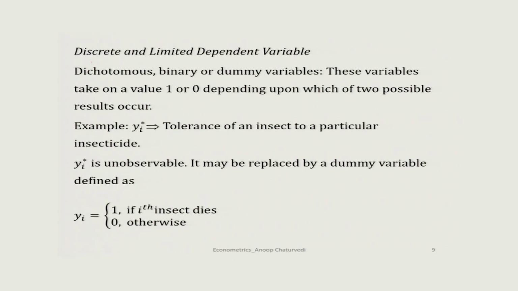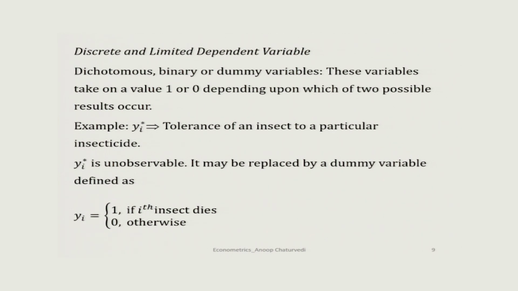Now, we consider the case when you have discrete and limited dependent variables. We first consider the case when you have dichotomous, binary or dummy variables as the dependent variable. So, we define dichotomous, binary or dummy variables. These variables take on a value 1 or 0 depending upon which of two possible results occur.